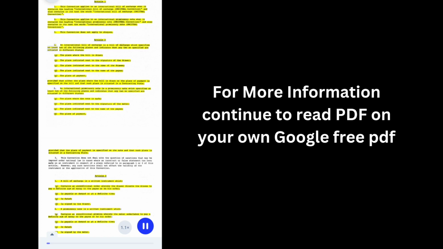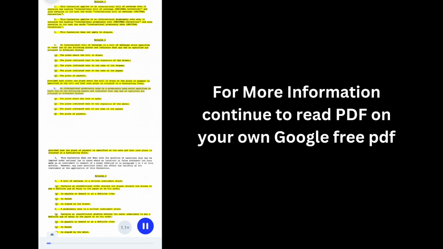Article 2. 1. An international bill of exchange is a bill of exchange which specifies at least two of the following places and indicates that any two so specified are in different states: (a) the place where the bill is drawn; (b) the place indicated next to the signature of the drawer; (c) the place indicated next to the name of the drawee; (d) the place indicated next to the name of the payee; (e) the place of payment, provided that either the place where the bill is drawn or the place of payment is specified on the bill and that such place is situated in a contracting state.